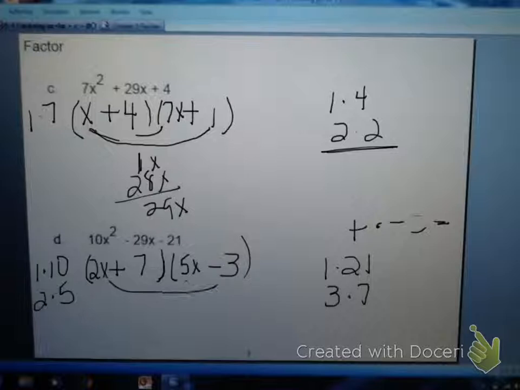My outside is a negative 6x, and my inside is 35x, which is a positive 29x. Now, my middle term is negative 29x, and I got a positive 29x. When you have the right middle term but the wrong sign, all you do is flip the signs around. This positive becomes a negative, and the negative becomes a positive. Now when we go to check, it's 6x and a negative 35x, which gives me a negative 29x.